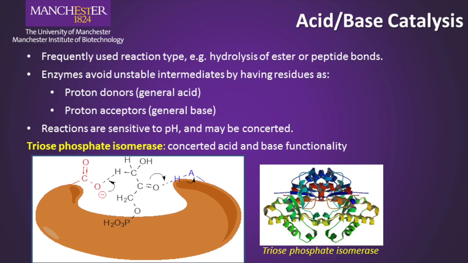As expected, therefore, the reactions are sensitive to the solution pH, and they may be concerted. A good example is the enzyme triose phosphate isomerase, which is located in the main glycolytic pathway of most organisms. Here you can see from this simple graphic that we have movement of protons through acid-base chemistry as we transform the substrate molecule, shown bound here in black in the enzyme active site.